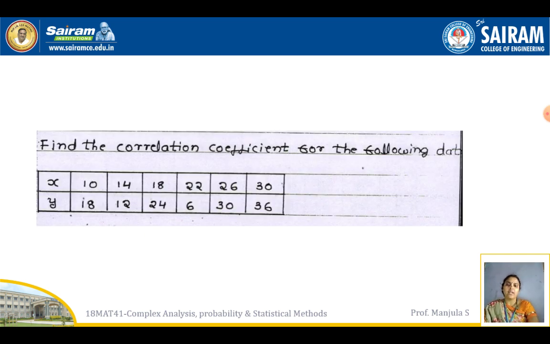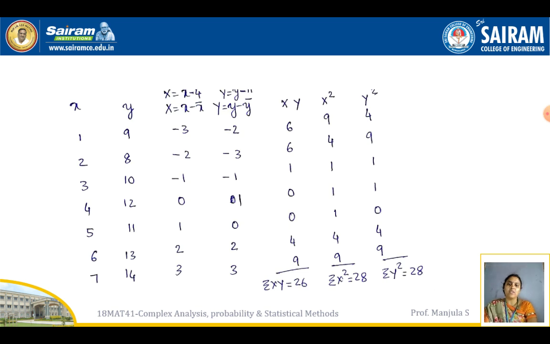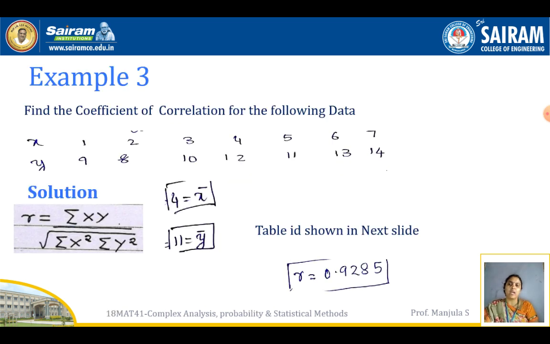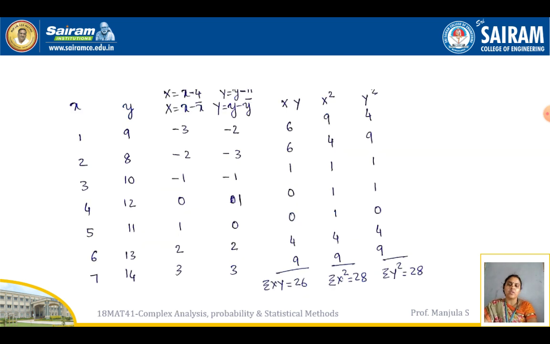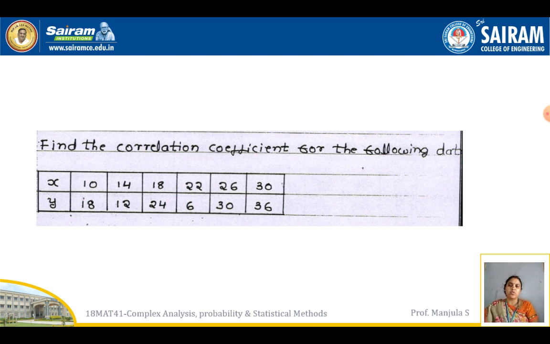After getting these values, substitute them in the formula. R is equal to summation of xy divided by square root of summation of x square into summation of y square. On simplification we get the value of R as 0.9285. So this is our required correlation coefficient. Now we'll see the next problem.